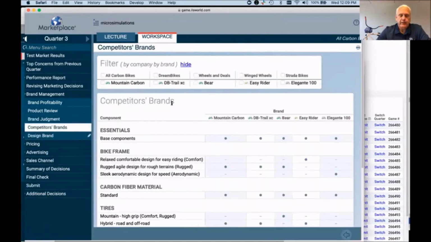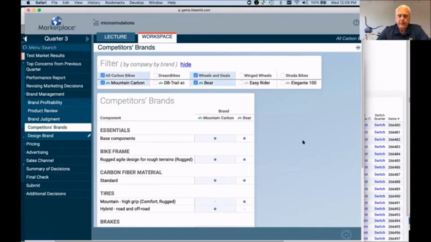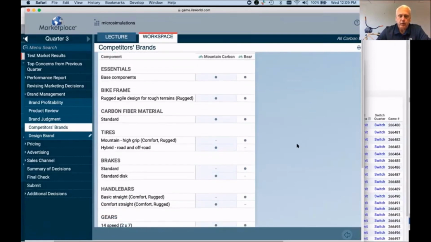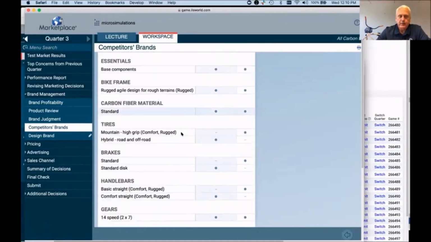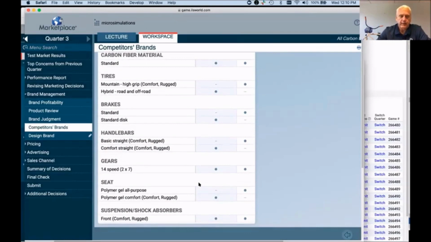I can look at Wheels and Deals' bike and compare it against mine. And they have a little better rating than I do. They have the mountain tires, and I had the hybrid tires. I had the standard disc brakes. They had the standard brakes. So both of us could make some adjustments here.